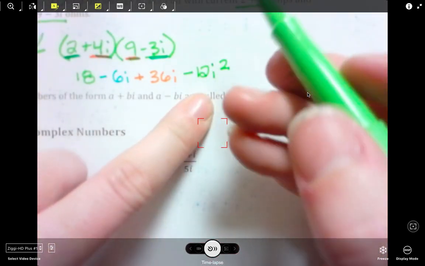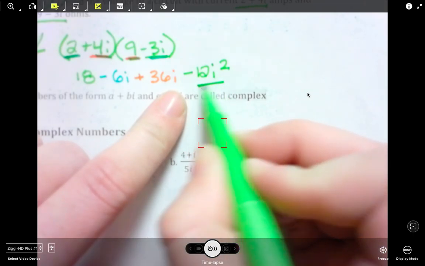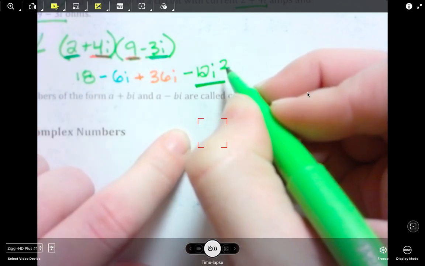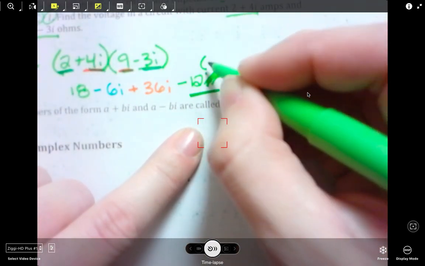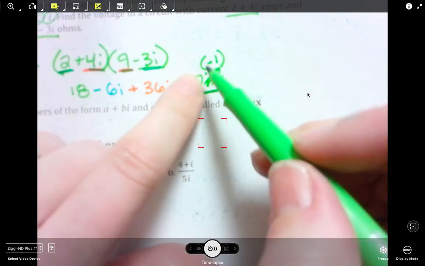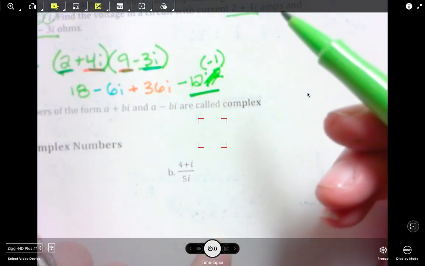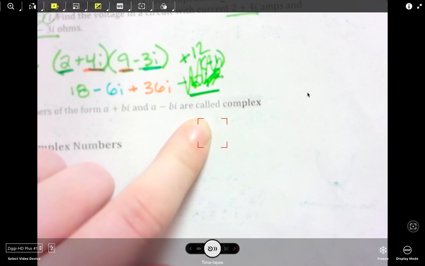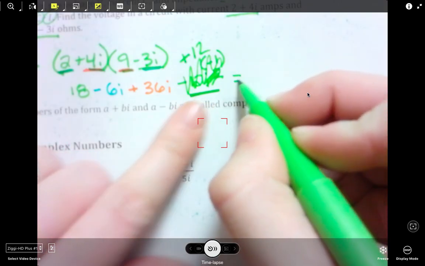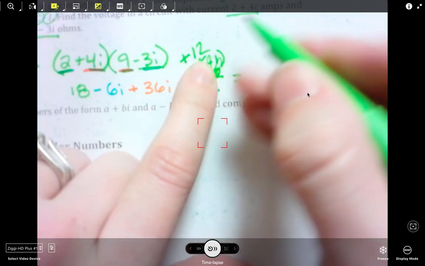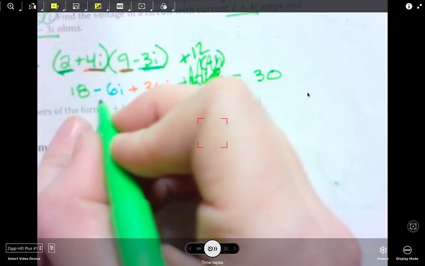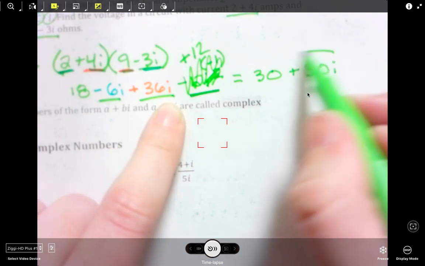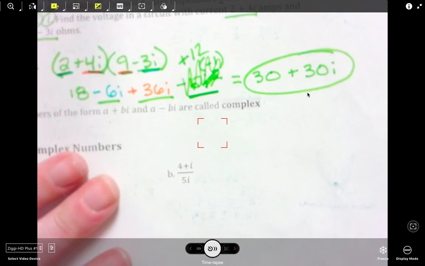And then we need to combine like terms. Okay, one thing that you need to do before you combine like terms, right here, negative 12i squared. Okay, from the front side, remember that i squared is really negative 1. Okay, so this says negative 12 times negative 1, which really is positive 12. Negative 12 times negative 1 is a positive 12. Okay, so now we have 18 plus 12 is 30, and then we combine negative 6i and 36i to make plus 30i. So 30 plus 30i is what we get for our final answer, right?